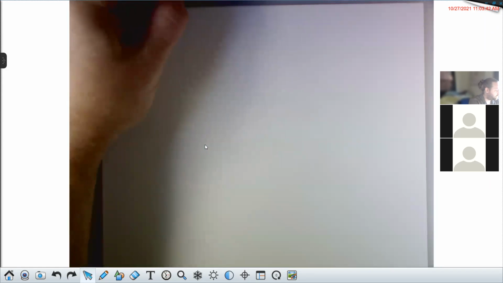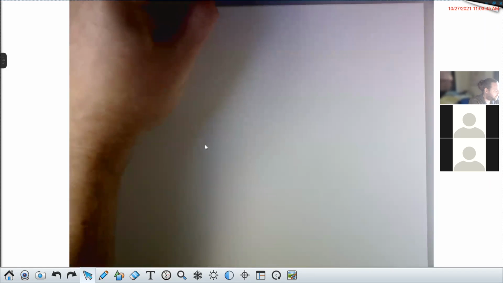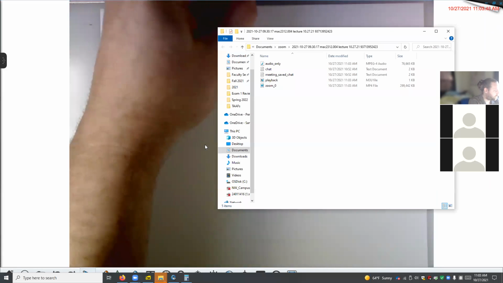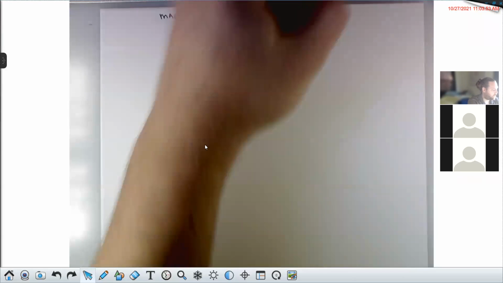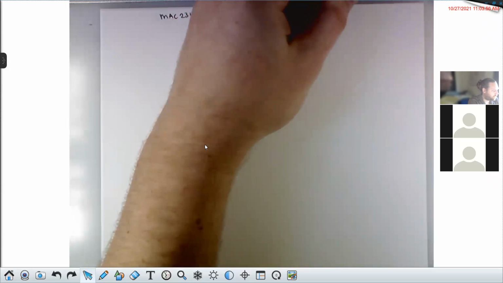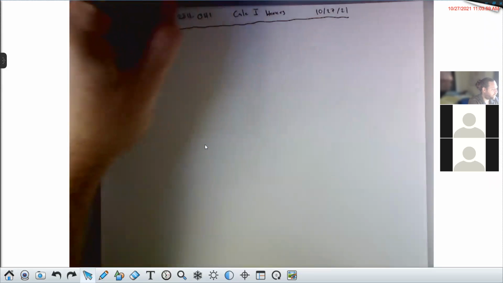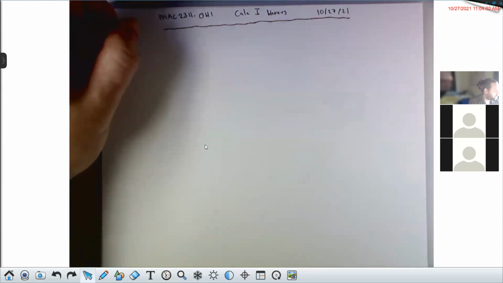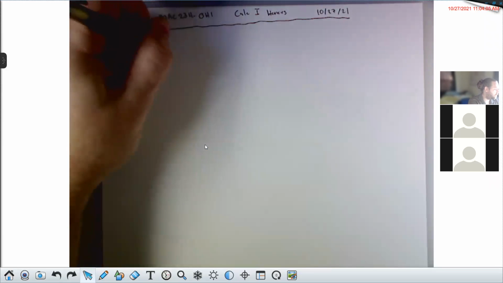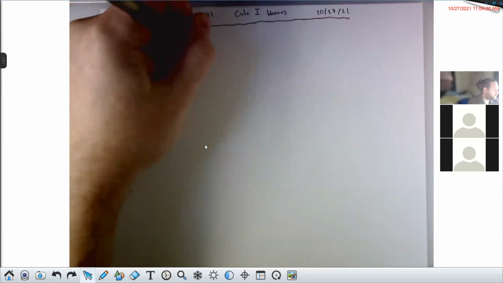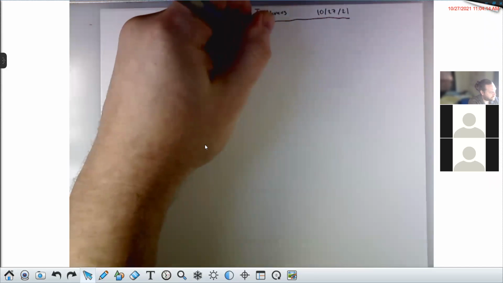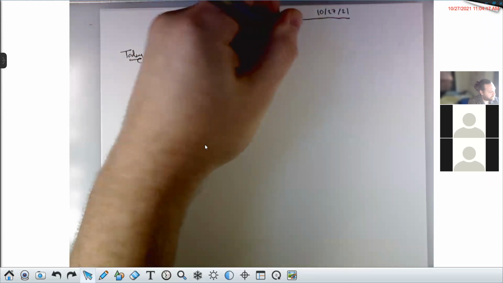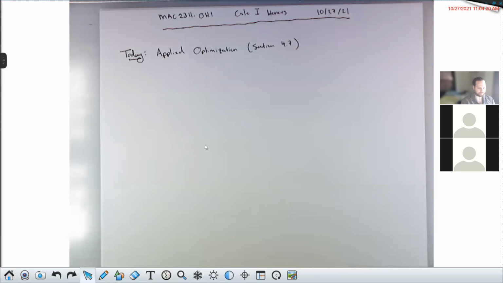I will fix that. So this is MAC2311. The section number is OH1, which means this is Calc 1 Honors. I'll move that. And today is the 27th of October, 2021. And the name of the game today is Applied Optimization, which is section 4.7.